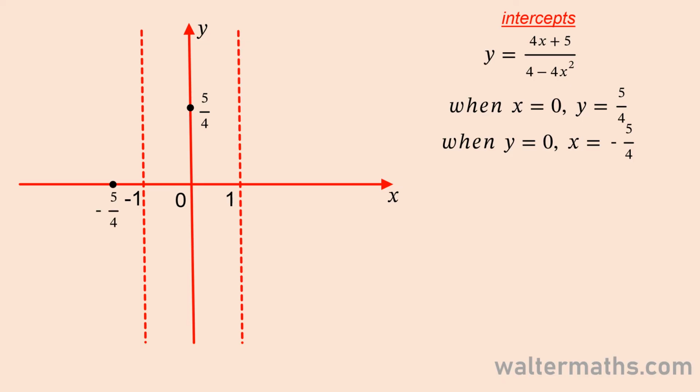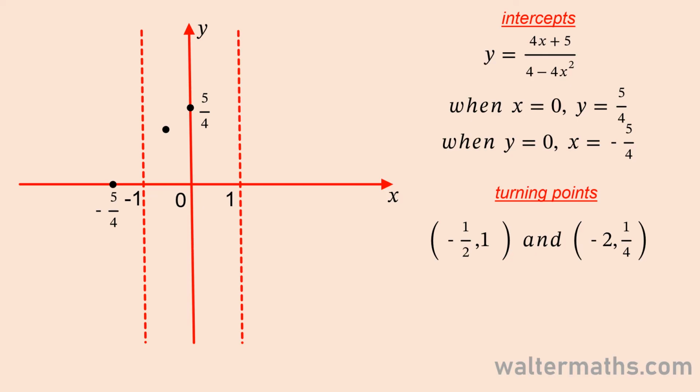We should also consider that there are turning points to this graph, which we worked out in part B, and we got them to be minus a half and 1, which is this point, and minus 2 and a quarter, which is this point here. Next, we can consider the behavior of the graph about the vertical asymptotes.